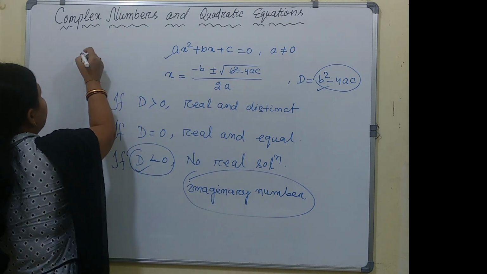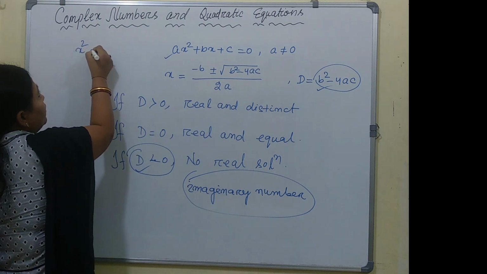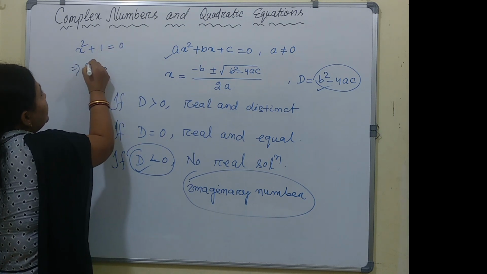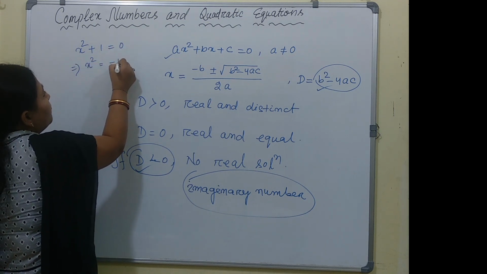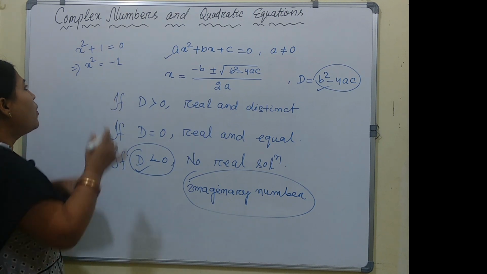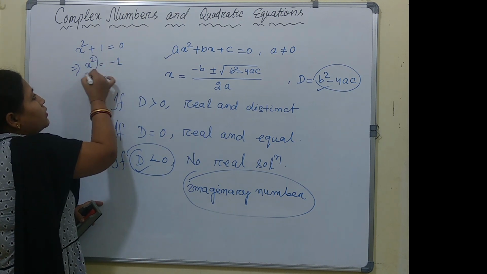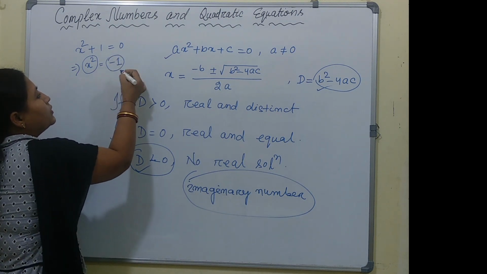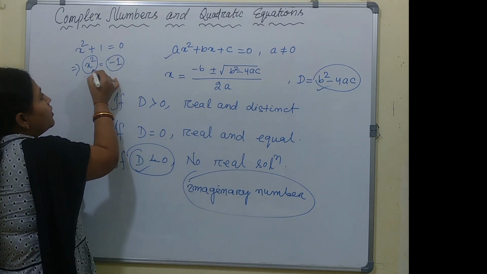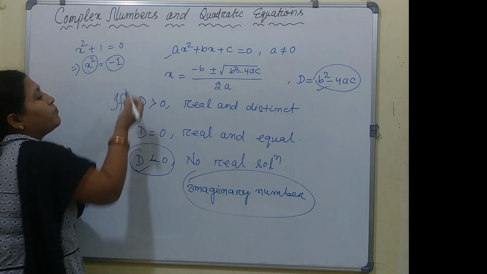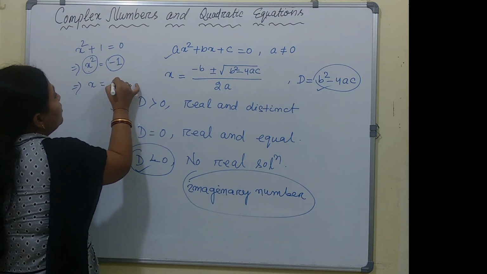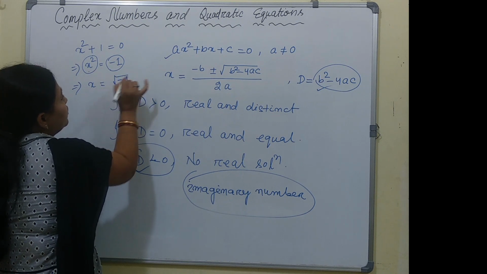We have already seen that if x² + 1 = 0, then we get x² = −1. We know that the square of any real number is a positive number. Here x² is equal to −1, so we get x = √(−1).